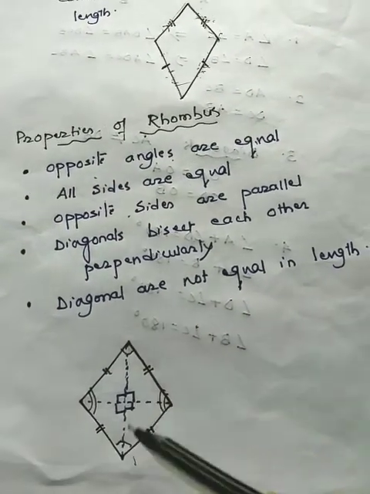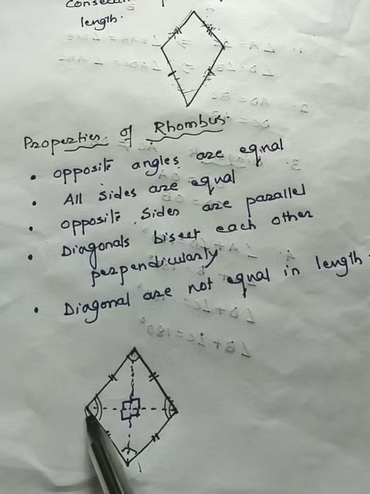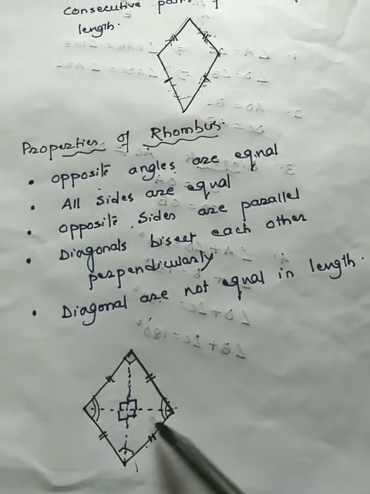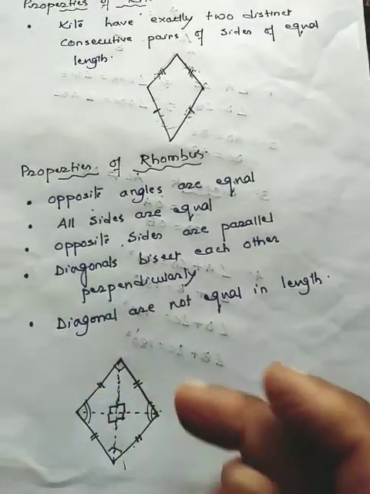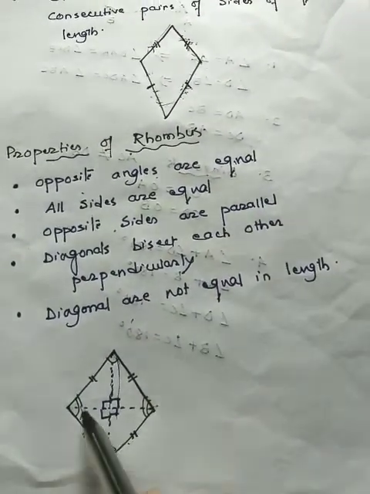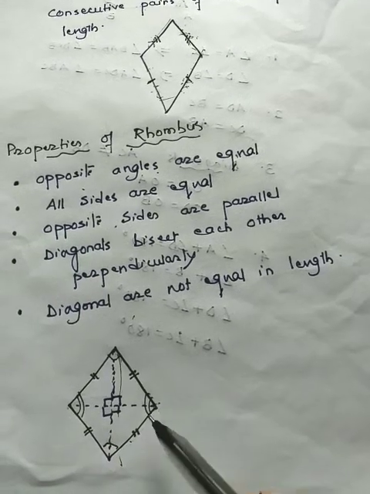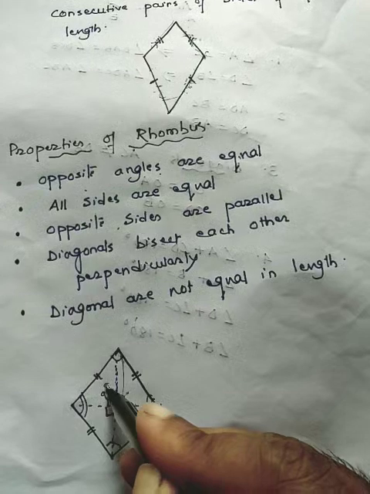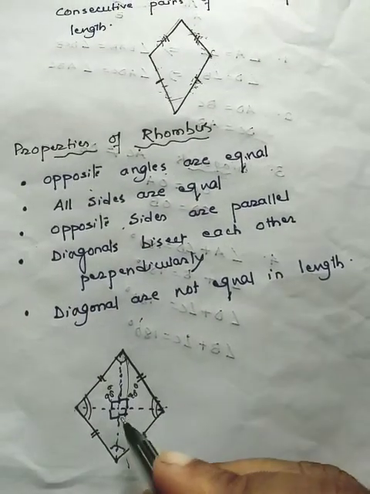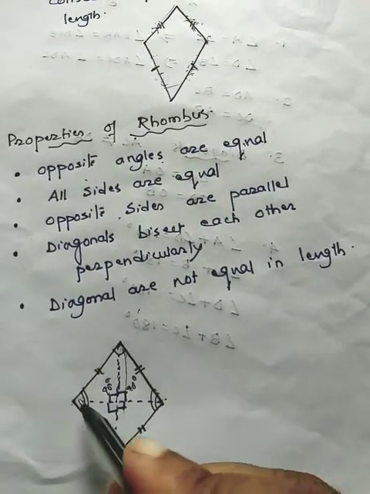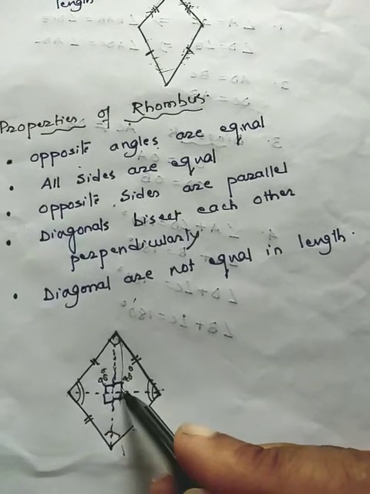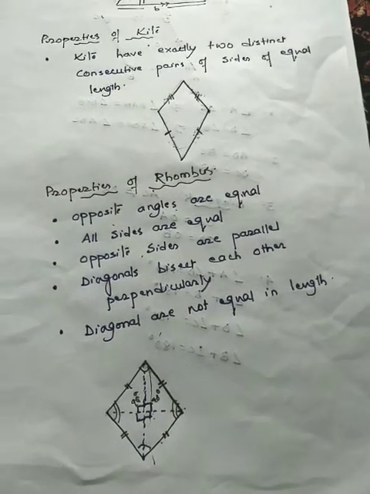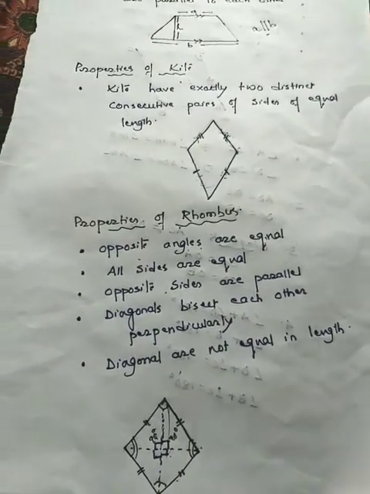Suppose this is 6, so this diagonal would not be 6. It could be 4 or 5, but not equal to this diagonal. Okay, but they bisect each other. Suppose this is 6 and this is 4, so this will be 3 and this will be 3, this will be 2, this will be 2. So they bisect each other, and also they make 90 degrees, just like what? Square, exactly. Just like a square, when the two diagonals intersect each other, at the intersection point they make an angle of 90 degrees. Okay, so these are some of the properties similar to squares.